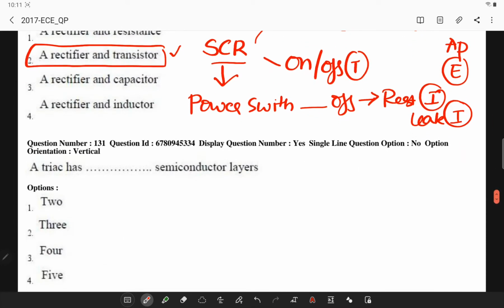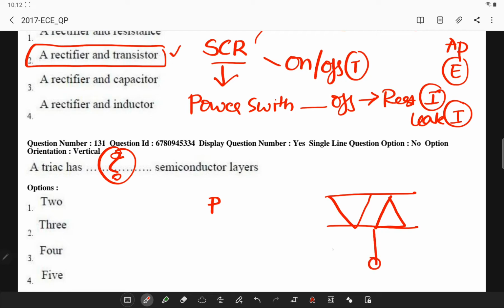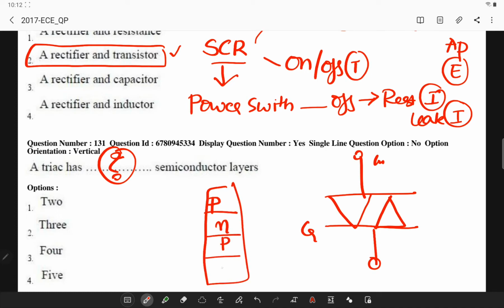Now, a triac will have how many semiconductor layers? If you observe the circuit symbol of a triac, it will be something like this, with a gate. It will have PN interfaces, so you will have 4 layers of semiconductor.